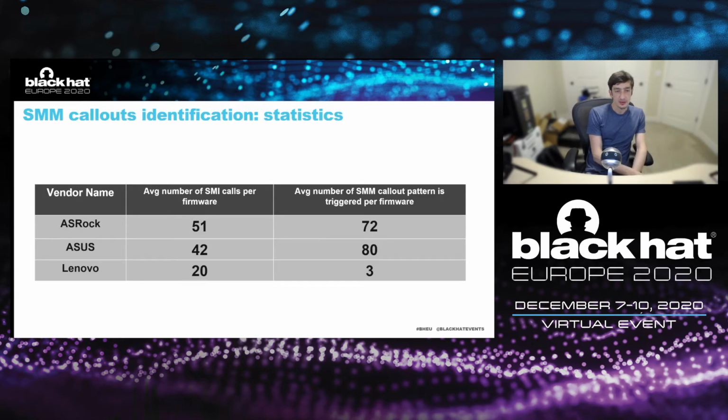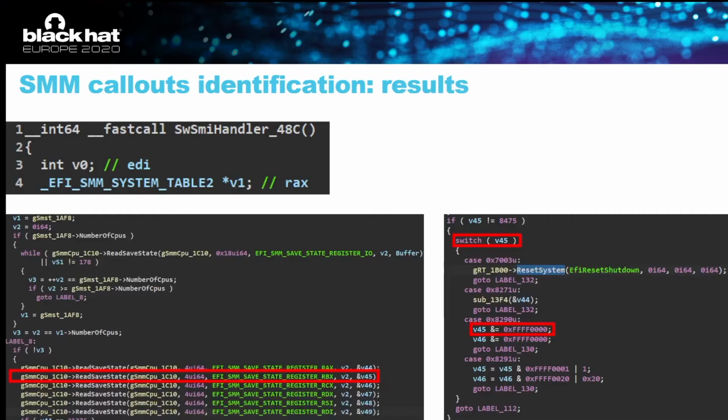Speaking about the numbers, I would say that Lenovo is relatively good at attack surface. The average number of SMI handlers per firmware in the case of Lenovo is only 20, but ASRock and Asus are slightly worse with respect to that metric we chose and with respect to how we collected. And Lenovo is also relatively good with respect to the metric of the number of potentially triggered SMM callouts. However, we found a few interesting things in our datasets.